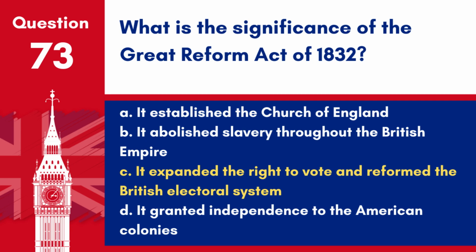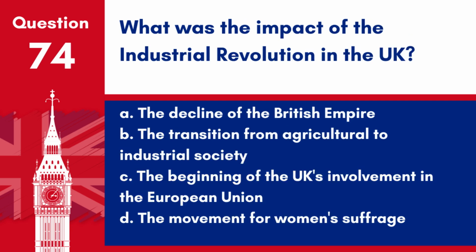The Great Reform Act of 1832 is significant because it expanded the electoral franchise and reformed the electoral system to make it more representative. Question 74. What was the impact of the Industrial Revolution in the UK? A. The decline of the British Empire. B. The transition from agricultural to industrial society. C. The beginning of the UK's involvement in the European Union. D. The movement for women's suffrage. Answer: B. The transition from agricultural to industrial society.